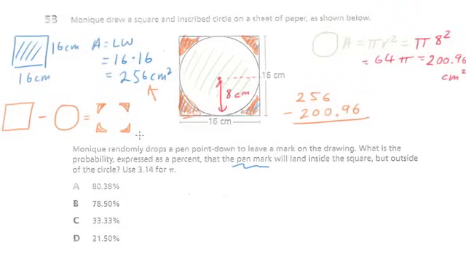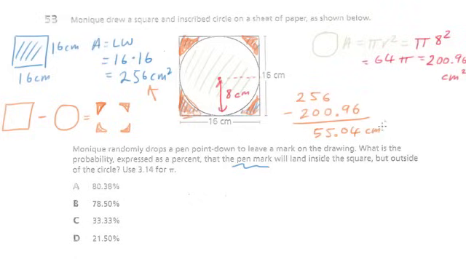little, they're not squares, these little almost triangular pieces, but not quite, but the corners. So 256 minus 200.96 gives us an answer of 55.04.